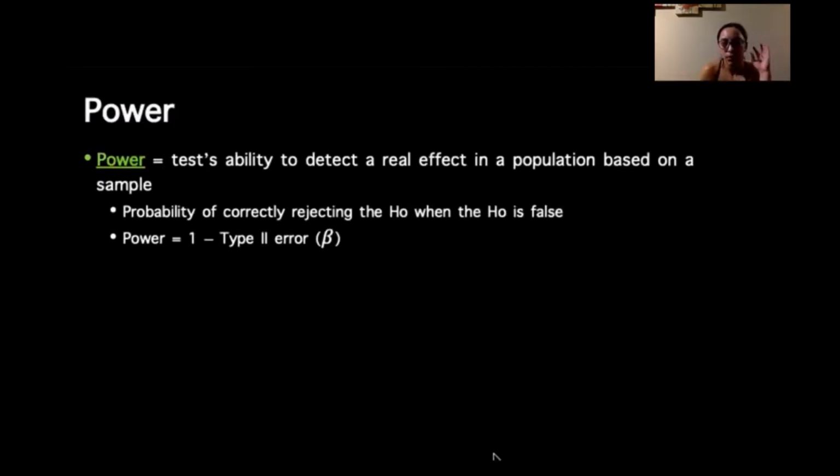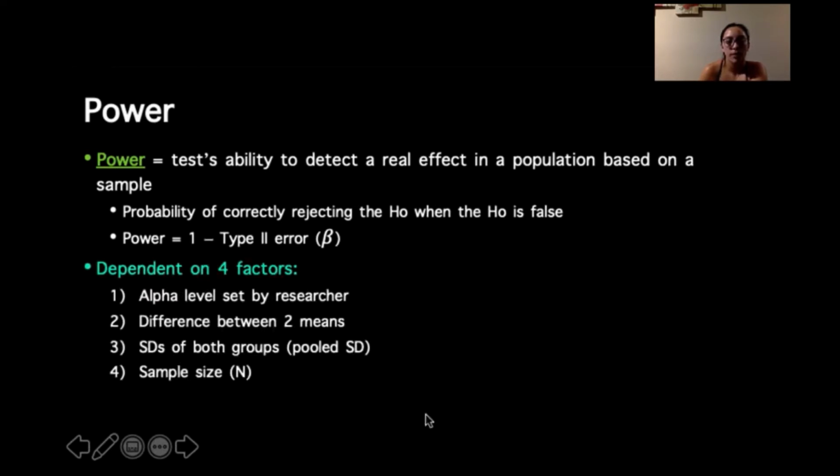So, rephrased, power is a test's ability to detect a real effect in a population based on a sample. In our truth table, it's the probability of correctly rejecting the null when the null is false. And we identified that power is 1 minus type 2 error, or 1 minus beta. This is going to be dependent on 4 different factors, and you will get to experience this when we work in our power analysis. It's going to be dependent on alpha, because these two things are mutually exclusive, right? One based on accepting, one based on rejecting.